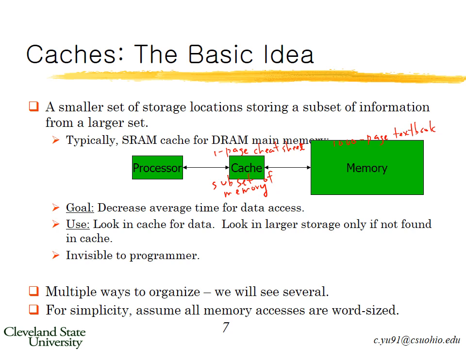So the basic idea behind the cache is that there is a processor and there is a memory, but in between we're going to have a cache. It's more like a one-page cheat sheet compared to the 1,000-page textbook. And obviously the cache is going to be a subset of main memory. So although we have a very small subset in the small-size cache, most of the time memory references can be satisfied by just using the cache.